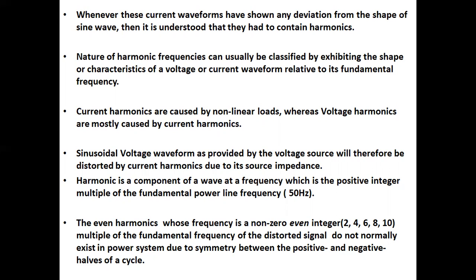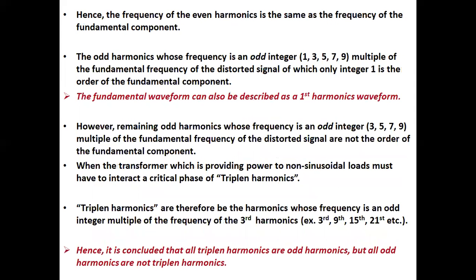The sinusoidal voltage waveform provided by the voltage source will therefore be distorted by current harmonics due to its source impedance. A harmonic is a component of a wave at a frequency which is a positive integer multiple of the fundamental power line frequency, that is 50 hertz. The even harmonics, whose frequency is a non-zero even integer multiple, that is 2, 4, 6, 8, 10, of the fundamental frequency of the distorted signal, do not normally exist in the power system due to symmetry between the positive and negative halves of a cycle.